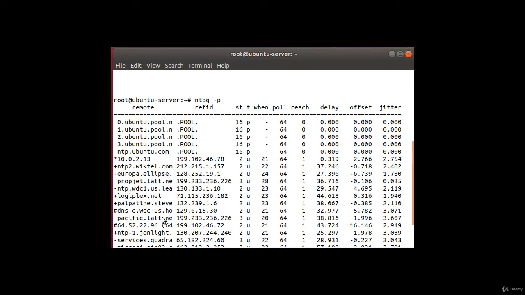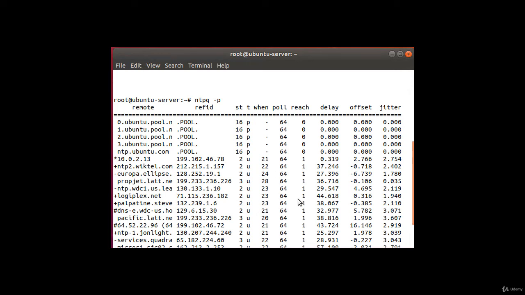Okay, next one is reach. This is an 8-bit left shift octal value that shows the success and failure rate of communicating with the remote server. Success means the bit is set. Failure means the bit is not set. 377 is the highest value. Next one is delay. This value is displayed in milliseconds and shows the round trip time, or RTT, of your computer communicating with the remote server.